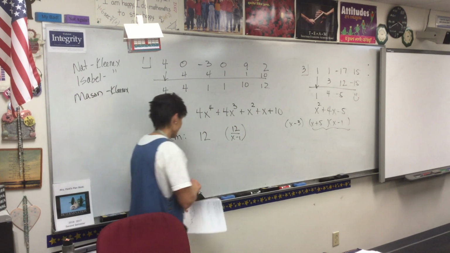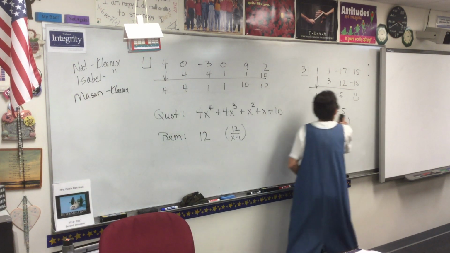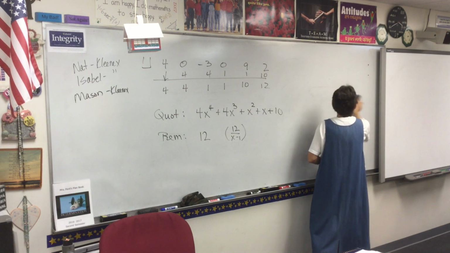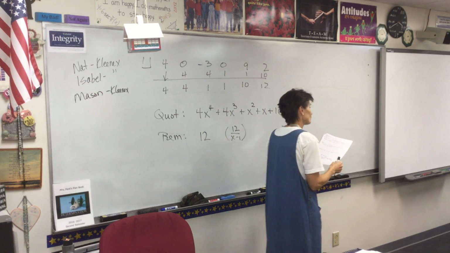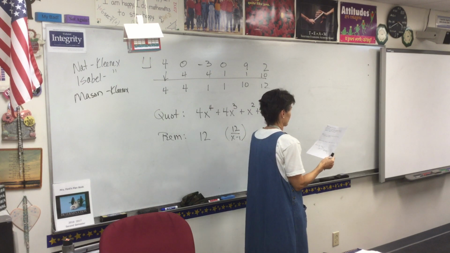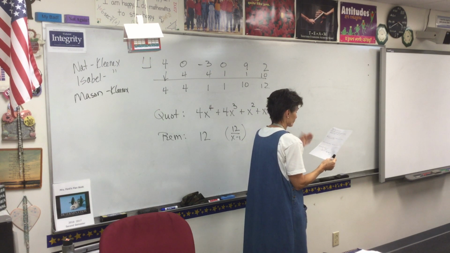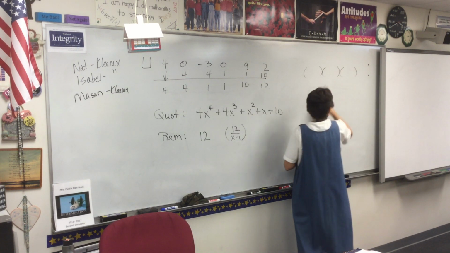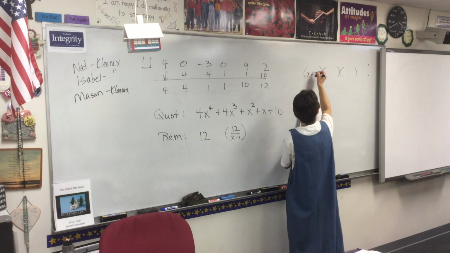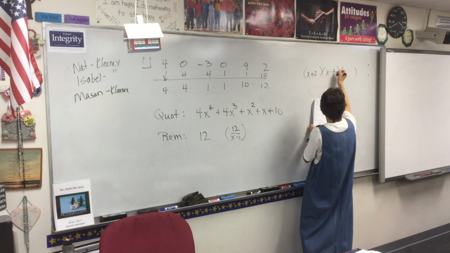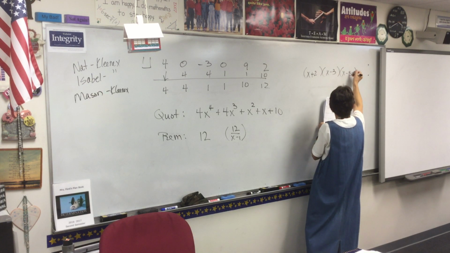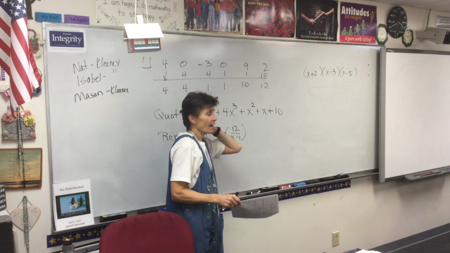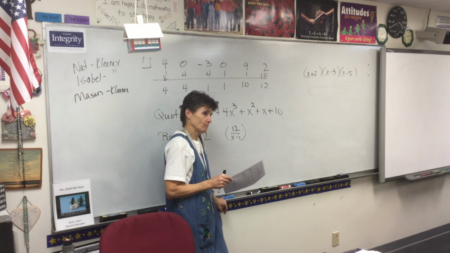All right, what do we do next? Write the equation. Okay, tell me, what do I do to start here? I'm writing the equation. So you do x plus 2, x minus 3, and x minus 5. So she says there's going to be 3 parentheses, and they're going to be x plus 2, x minus 3, and x minus 5. Is she right? Yes. Okay, good.